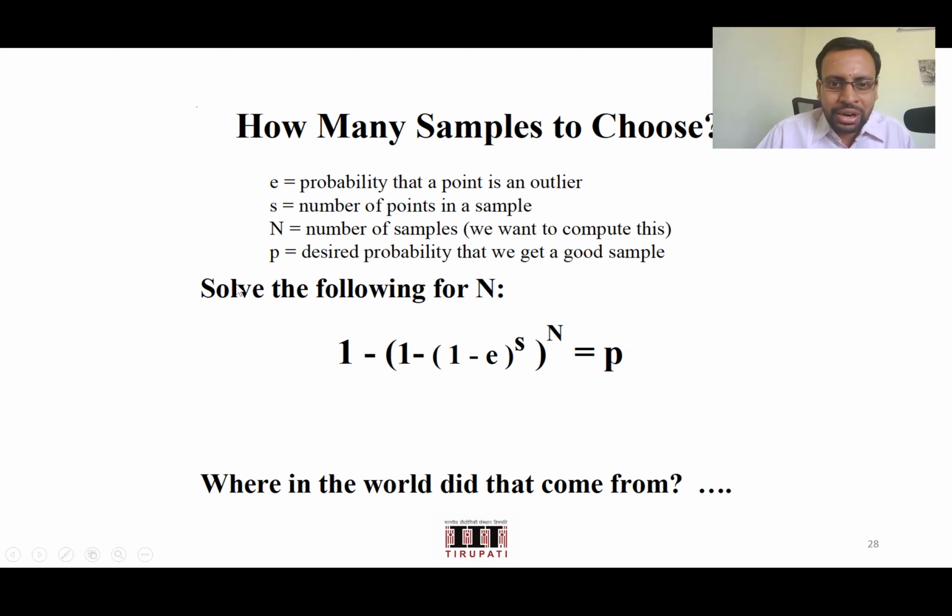So then I want to compute how many times I want to repeat this experiment. This would be equal to, you could note down this answer, and I would be happy if one of you explains why this is the case: 1 minus (1 minus (1 minus e) to the power s) to the power N equals p. Where in the world did that come from? I would like to hear some. I'm sure if you put your minds into that, you'll be able to do that.